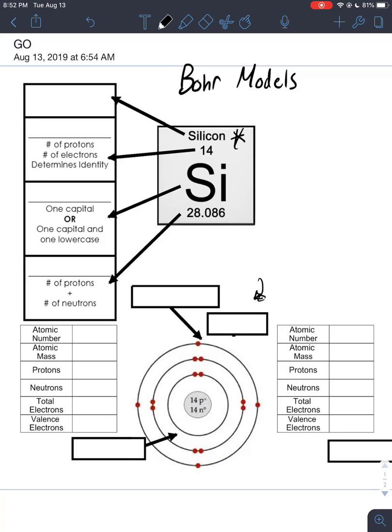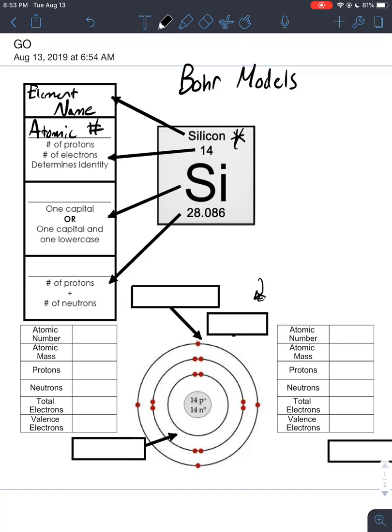Start by coming up here where it says silicon and draw the arrow. I want you to write element name. This is simple enough. At the top of a periodic table entry, we always name the element. This one is silicon. Next up, the 14, we talked about this yesterday, atomic number.